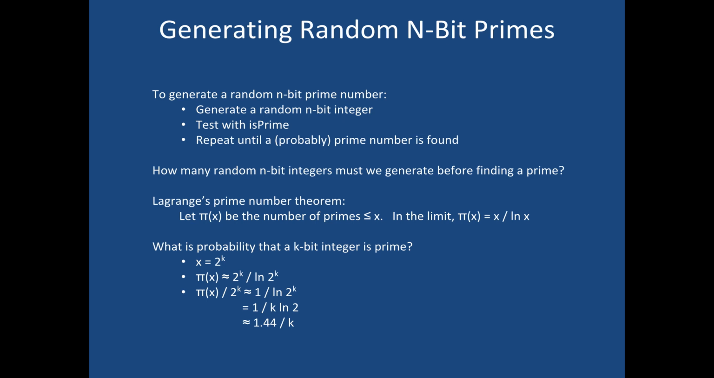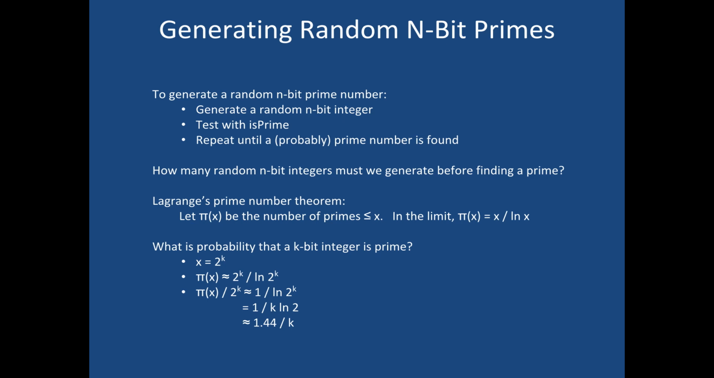So let's see here. What if k is 1,000? Let's approximate this with 1. If you want a 1,000-bit prime number, you pick one at random. You have a 1 in 1,000 chance that you picked a prime number, roughly. It's a little better than that. So it's going to take a bit of work. You're going to have to test about 1,000 numbers before you find a prime one.